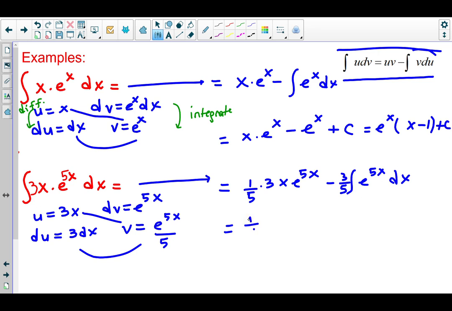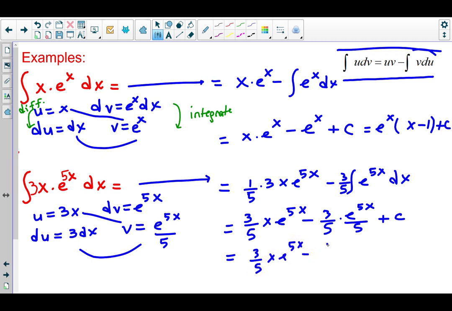I'm going to write the first term as it is. Let me put it as 3 over 5x e to the 5x minus 3 over 5 times, okay, the integral of e to the 5x will be e to the 5x divided by 5 once again. And don't forget the plus c. So now I can combine those a little bit. So I'll have 3 over 5x e to the 5x minus 3 over 25 e to the 5x plus c.